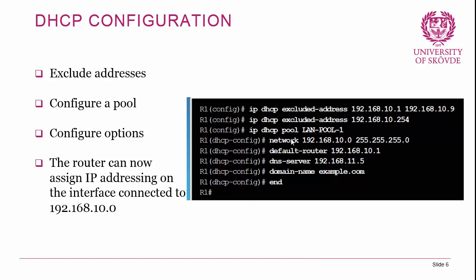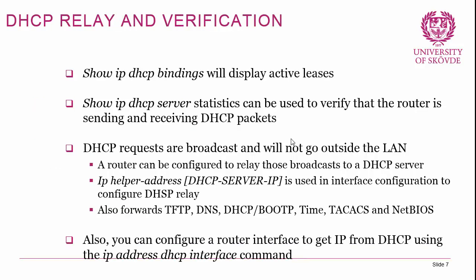from this router. So how do we verify our settings? The first command you need to know about is show ip dhcp binding, and that will display active leases. So whenever a client is leasing an address from the DHCP server, there will be an entry shown by using that command. There is also show ip dhcp server statistics, and you can use that to verify that the router is sending and receiving DHCP packets. So you can use those commands to see that the DHCP server is offering as expected.